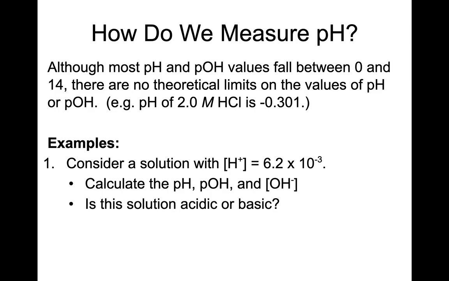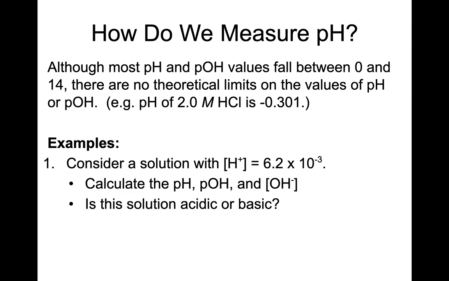So for example, 2 molar hydrochloric acid has a pH of negative 0.3. Now you might get that number and think that you did something wrong. Don't worry about it. That's a totally fine number to have. It's not typical, it's not common, but it's still valid math. It came out of the equation. It can tell us a value for pH.